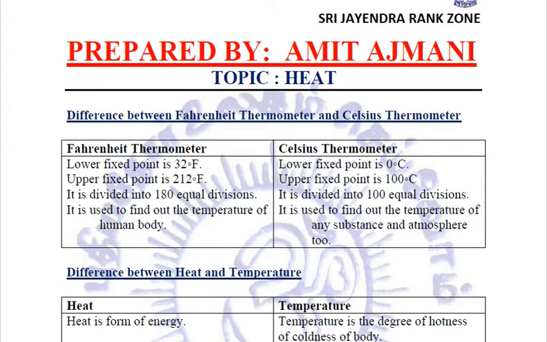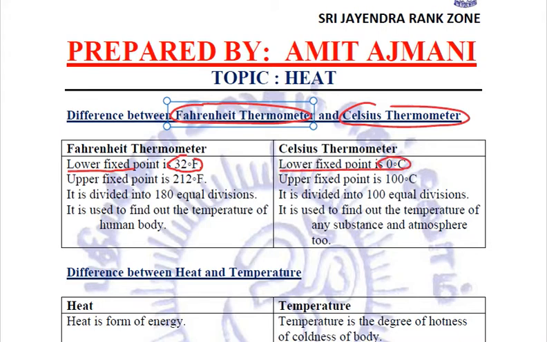Now, let us try to differentiate between a few important things. First is the difference between Fahrenheit thermometer and the Celsius thermometer. In Fahrenheit thermometer, the lower fixed point is 32 degrees Fahrenheit, whereas in Celsius thermometer, the lower fixed point is 0 degrees Celsius. In Fahrenheit, the upper fixed point is 212 degrees Fahrenheit, whereas in Celsius thermometer, the upper fixed point is 100 degrees Celsius.